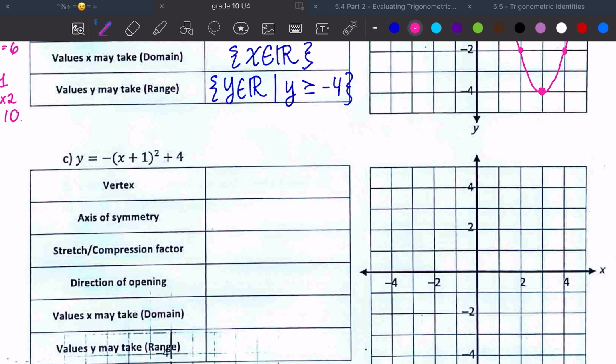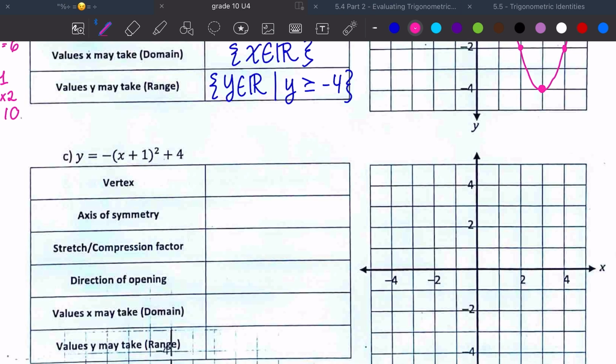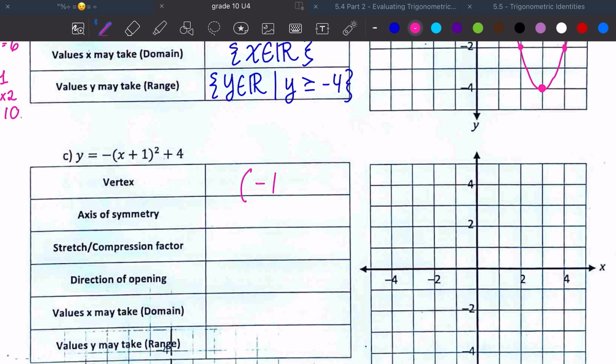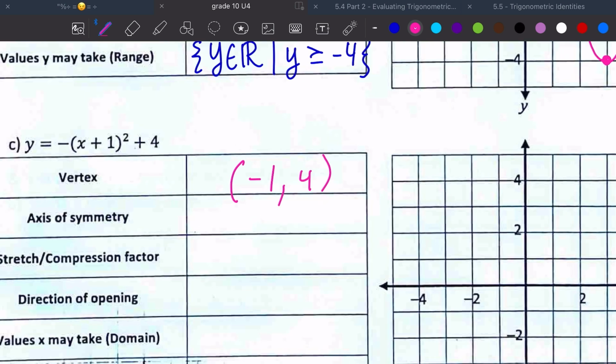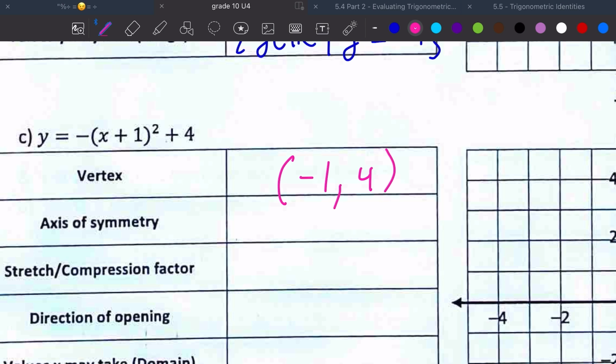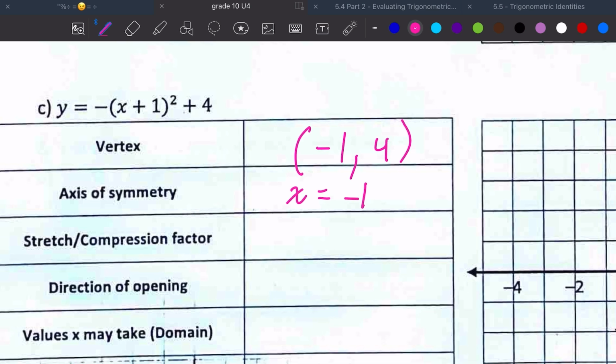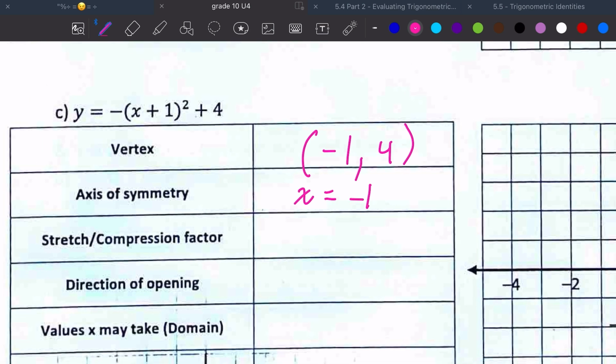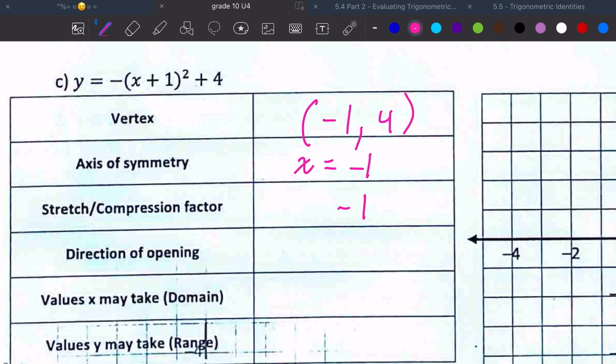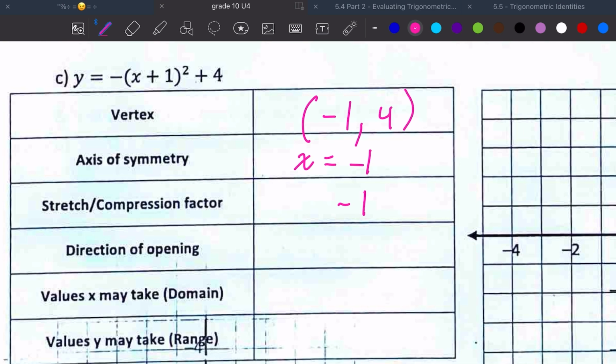So, first of all, the vertex, since it's positive, we're going to turn it into a negative for 1. So it's going to be -1 and +4. And then for the axis of symmetry, x equals -1. And then, since it's a negative, except there's no number, it's going to be like there's no compression factor, so it's just going to be -1. And the direction is opening downward because it's a negative, so downward, or upside down smiley face.